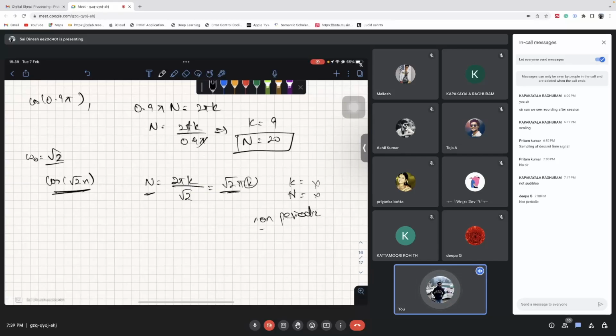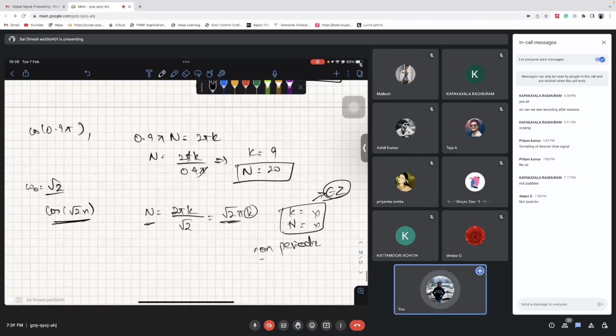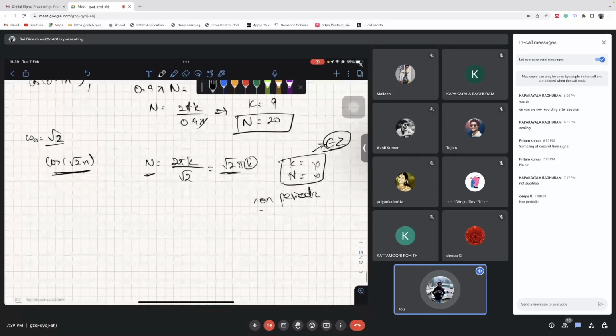Here we need to make sure that both k and n are integers. If they are not integers, we cannot find rational values. I mean, k and n should be integers. If we can't find integers, then it is not periodic, right? So this is about the periodicity of the signal.